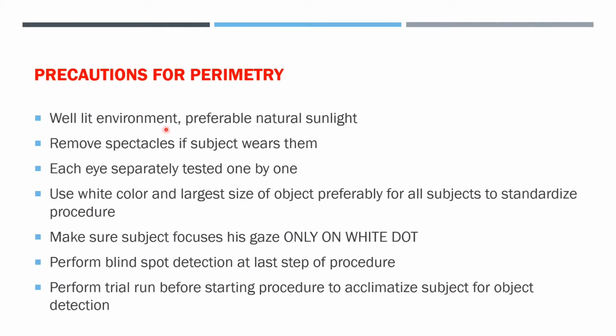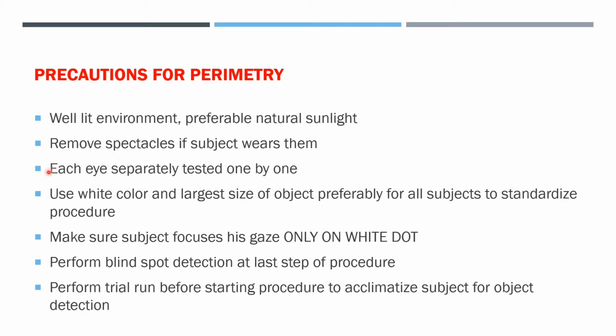Now, what are the precautions we need to take before performing perimetry? The first one is that it should have a well lit environment. Preferably natural sunlight is the best way to conduct perimetry. If the person is wearing spectacles, then we need to ask the subject to remove the spectacles because the edges of the spectacles may interfere with the field of vision. So first of all, we ask the subject to remove the spectacles and then carry out the procedure. Then we need to test each eye separately.